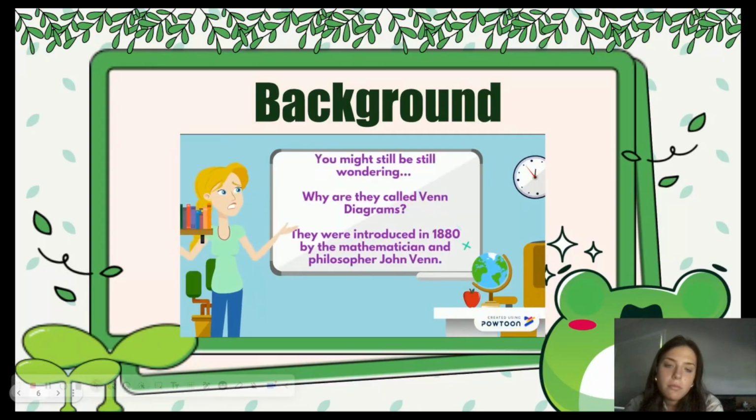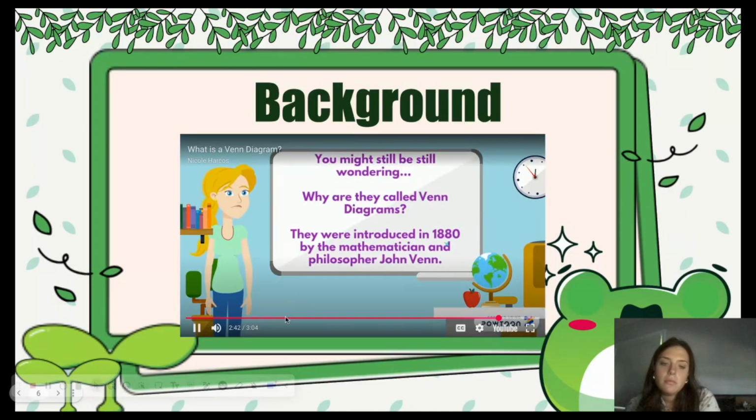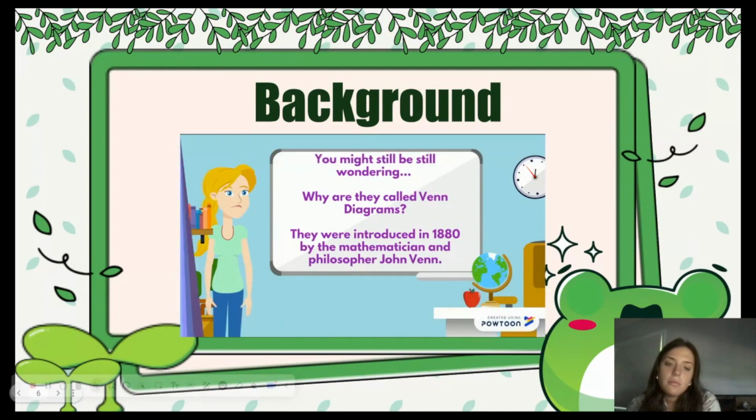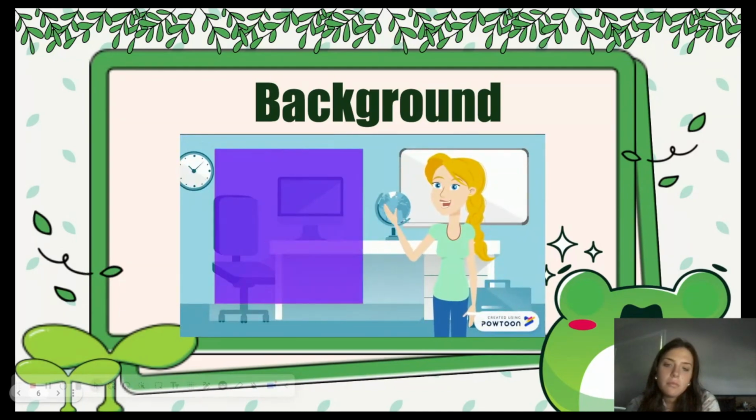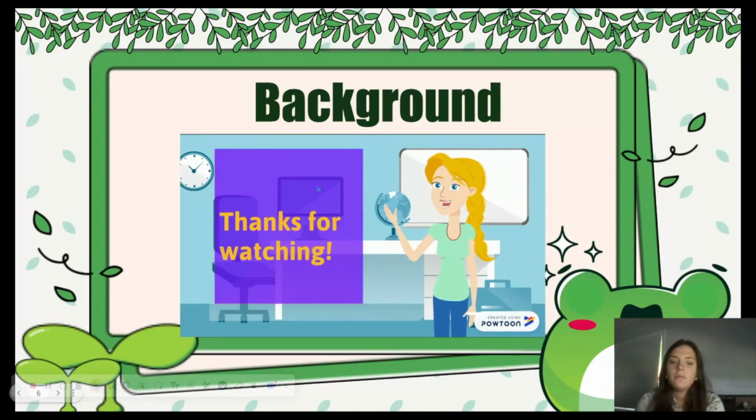Now you might still be wondering, why are they called Venn diagrams? They were actually introduced in 1880 by John Venn, who's a mathematician and philosopher. He actually didn't call them Venn diagrams, but they were named after him. Thanks for watching, and remember, Venn diagrams are 2 or more circles that overlap to show how things are alike or to show how things are different.